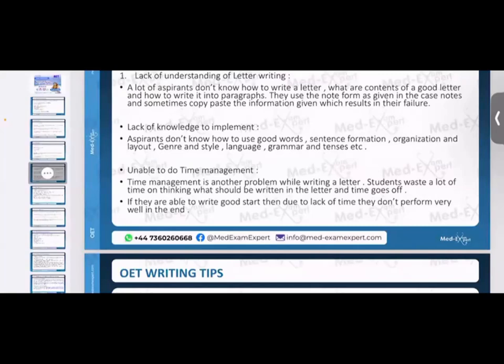Another challenge is being unable to do time management. This is another important factor, because sometimes students spend the whole time thinking about what they would be writing. They are making a rough sketch in their mind or on paper. And when it is time to deliver all the knowledge on the real sheets, they are in trouble, because then they have lost all the time. Students waste a lot of time thinking about what should be written in the letter, and time goes off. So this is another dilemma.